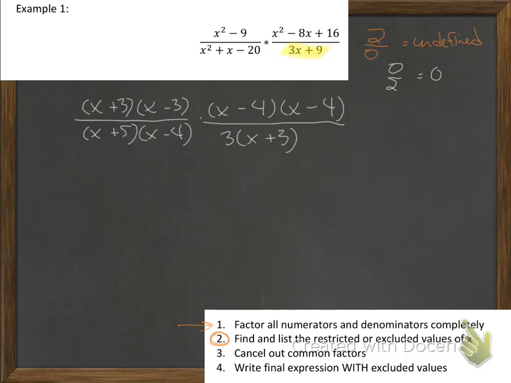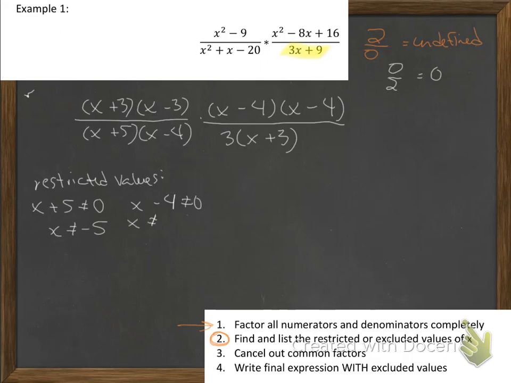Okay, so let's do this down here. Our restricted values, or they're also called excluded values, you can use those words interchangeably. I use both of them. They come when either this term, or this term, when any of those terms are equal to 0. And we can't let that happen, so we say not equal to 0. So x cannot be equal to negative 5.